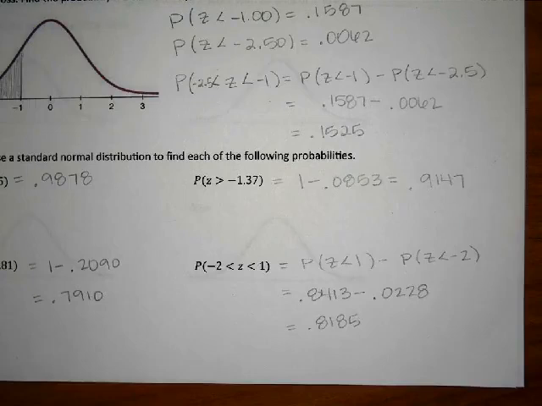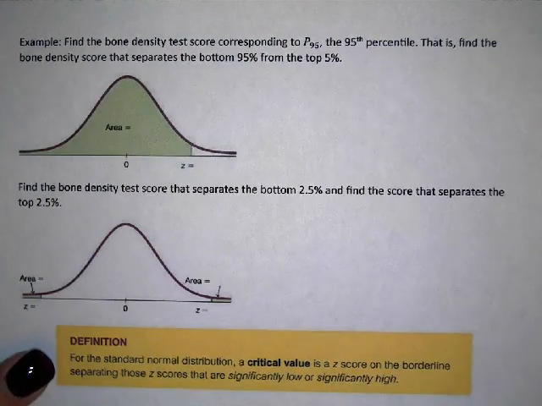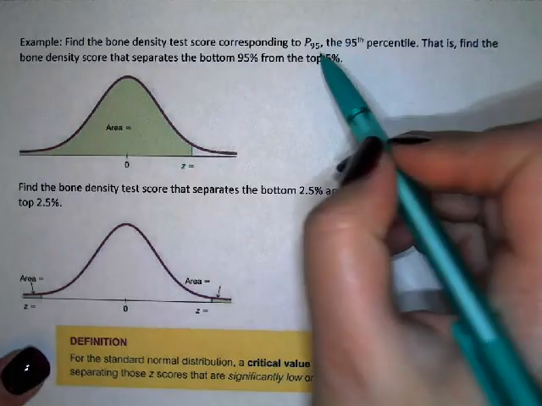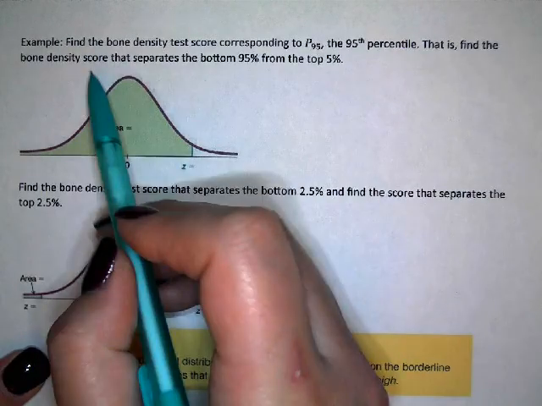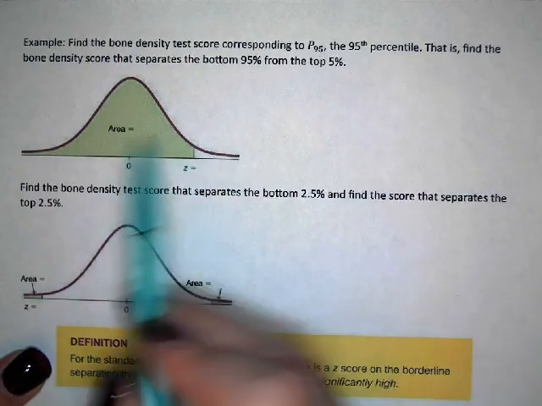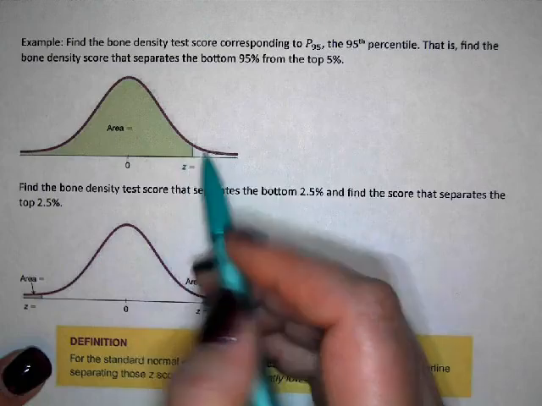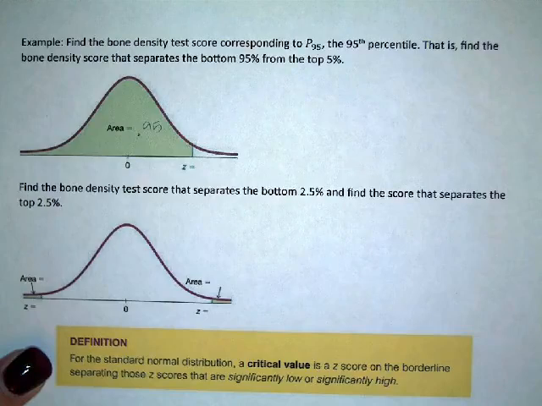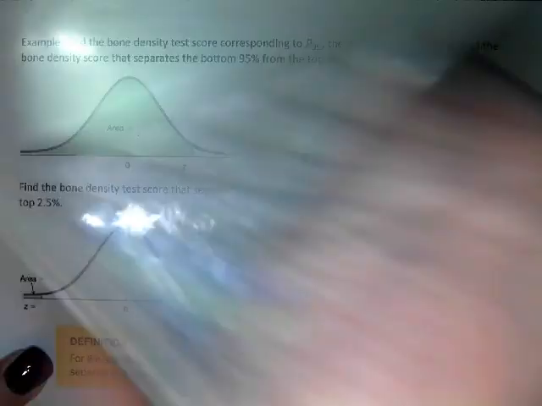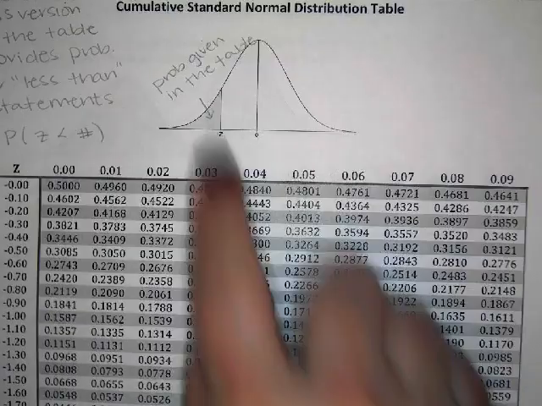All right. Next, it says find the bone density test score corresponding to P sub 95, which means the 95th percentile. That is, find the bone density score that separates the bottom 95% from the top 5%. So if we're talking about the 95th percentile, that means that the area that we want would be 0.95. So this is kind of working backwards. You have the area, you have the inside of the table, and you're trying to find the z-score that would do it. I'm not going to use this side of the table because 95% is more of the table.